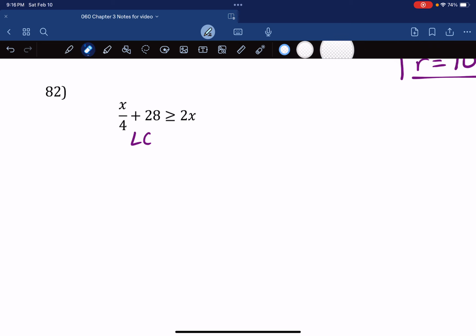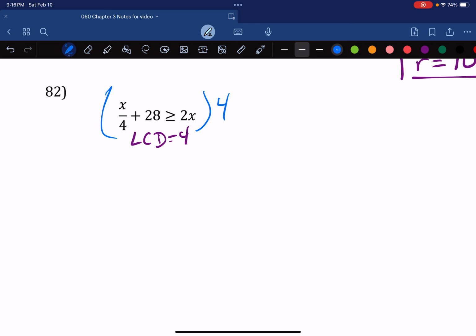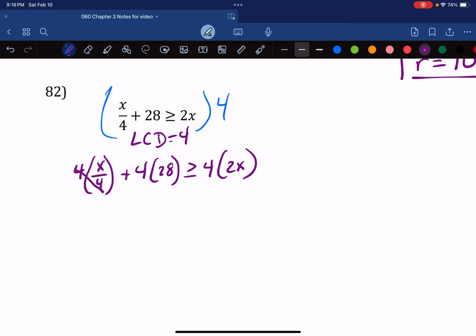So I'm going to multiply everything by 4. Multiply x over 4 by 4. Multiply the 28 by 4. And multiply the 2x by 4. So everything gets multiplied by 4. 4 divided by 4 is 1. 4 times 28 is 112. And 4 times 2 is 8x.